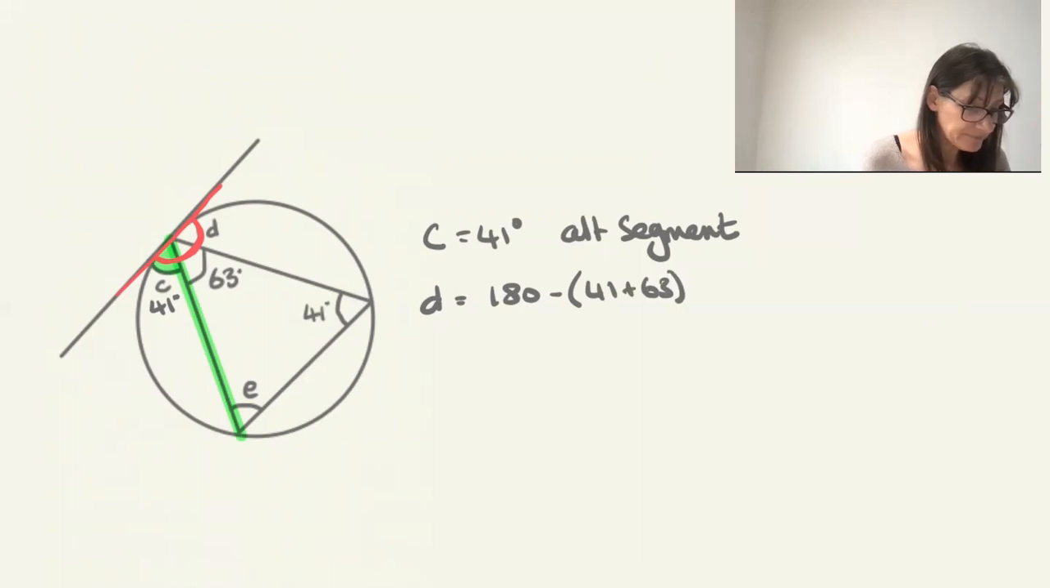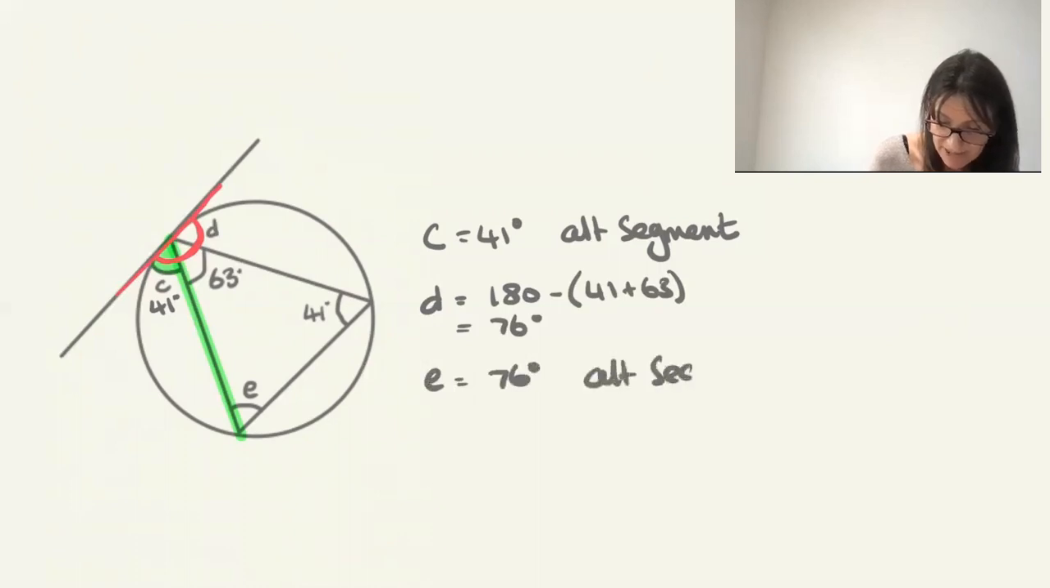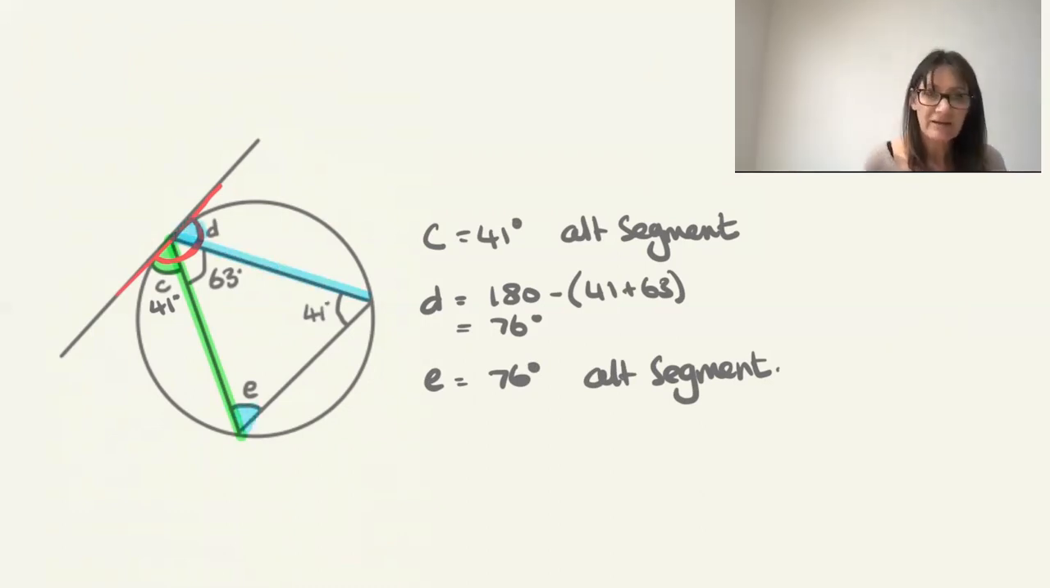Okay, that is going to equal 76 degrees. So D is 76 degrees and E is equal to 76 degrees because of the alternate segment. And hopefully you can see, I'm going to highlight it, that you've got your chord. So D is tucked in there, and that's the one that doesn't touch the blue line and therefore is equal.